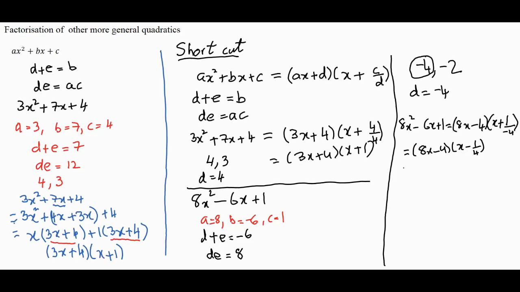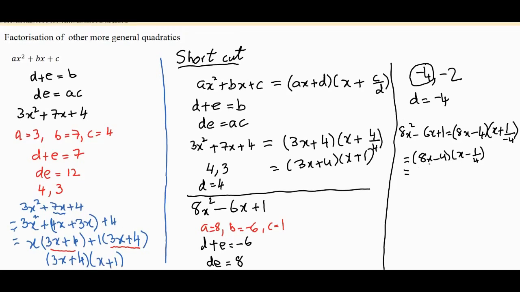Now if you want, you can clean this up a little bit. If you notice here, there is a 4 that's common. So if you took the 4 out, that'll leave you with 2x minus 1 here, and that'll leave you with a 4 multiplying x minus a quarter. Which would mean 2x minus 1 into 4x minus 1. That's another way of writing the same thing down. So you'll get this time 2x minus 1 into 4x minus 1.